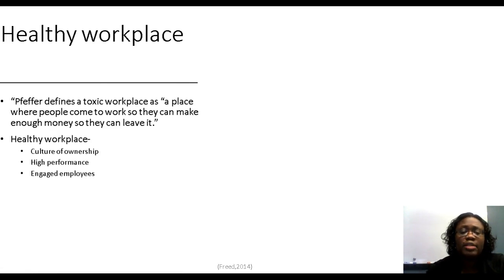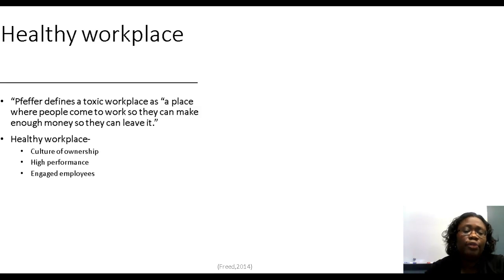So Pfeiffer just defines a toxic workplace as a place where people come to work so that they can just get money and leave. They're not there to engage. They're not there to be empowered. They're not there to make a difference. They are just there for financial increase. They're not connected to the company.